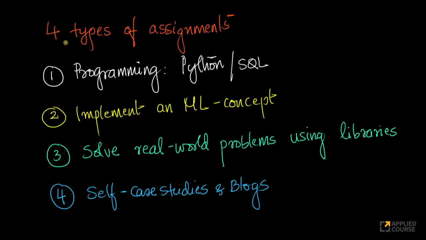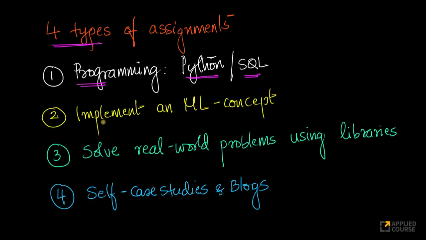There are 4 types of assignments broadly. If you take all of our assignments, the 30 assignments that we have, broadly they fall in 4 categories. The first category is a programming category. This is where we have a bunch of assignments on Python and on SQL.